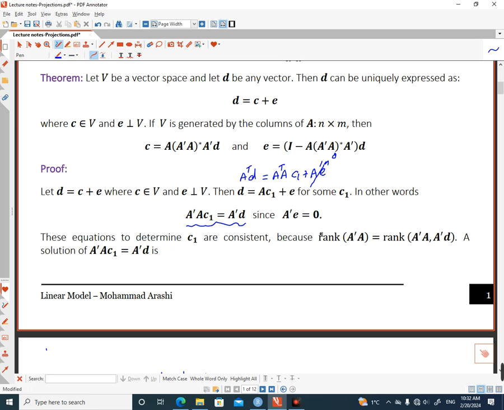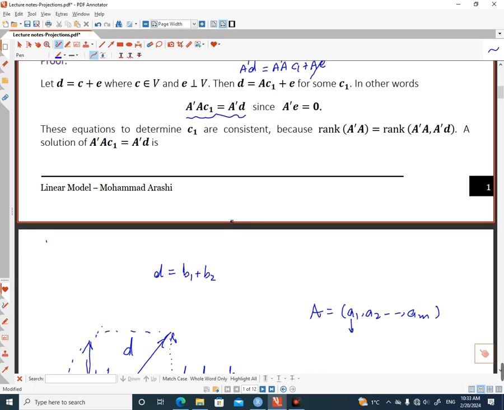If we augment A prime D to A prime A, then the rank of the left hand side is equal to the rank of the augmented matrix. So the equation is consistent, and we can find a solution for this system. Once again, in order to remember, consistency means that we have a solution.